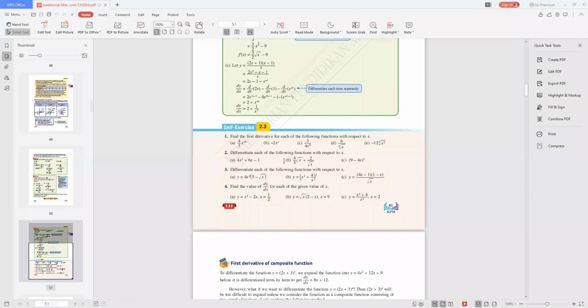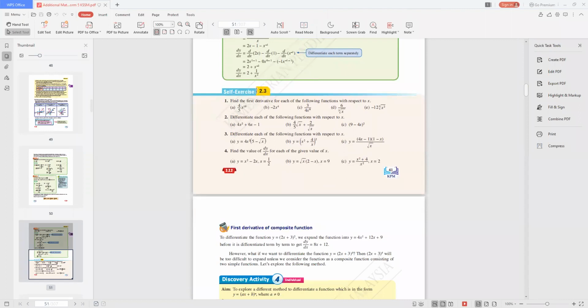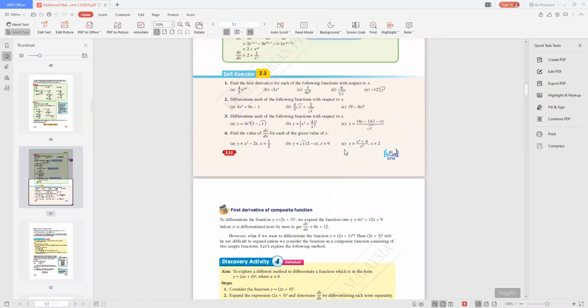Anyway, you try this one, and if you don't know, tonight you put inside the Telegram. I'm going to show you the answer, then tomorrow afternoon, evening, I will explain, right? So this one, self-exercise 2.3. Now, first derivative composite, this one cannot do. This one I have to teach again, right? So you do only page 41, 2.3. I type here homework, page 41, 2.3.